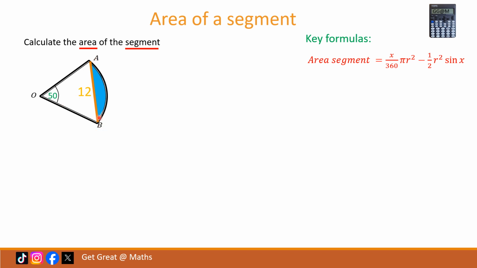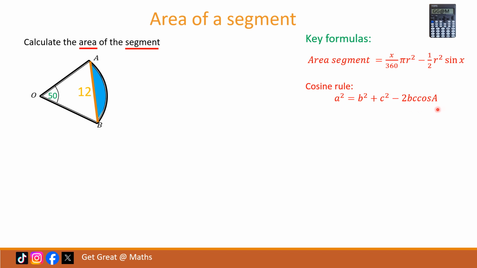Now in this case we haven't been given a radius. Okay, there is no radius given in this question, and the radius is the distance from O to A and from O to B. So to calculate the radius, we are going to use the cosine rule. And the cosine rule says that a squared is equal to b squared plus c squared minus 2bc cos A, and you'll be expected to know that formula for your exam.